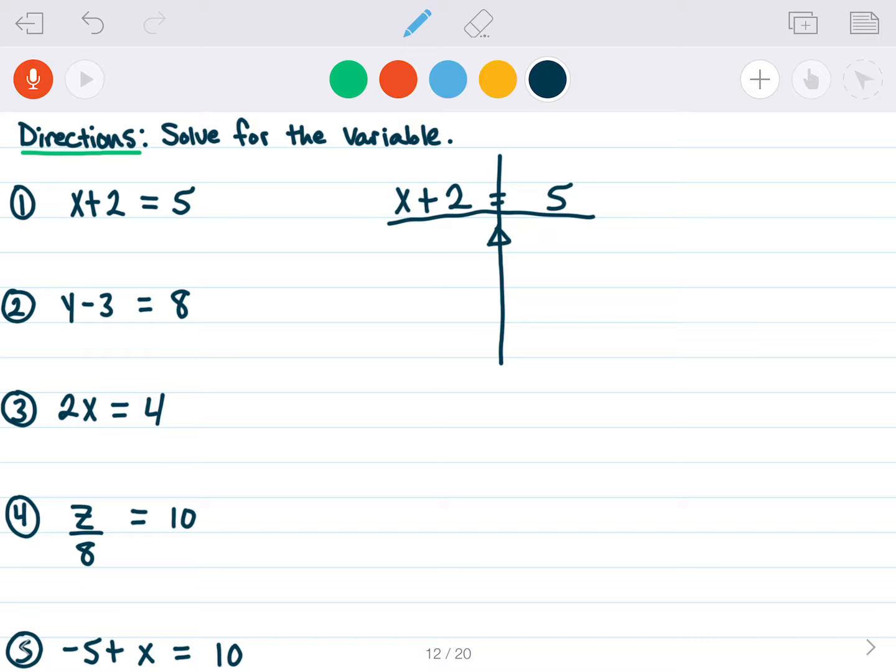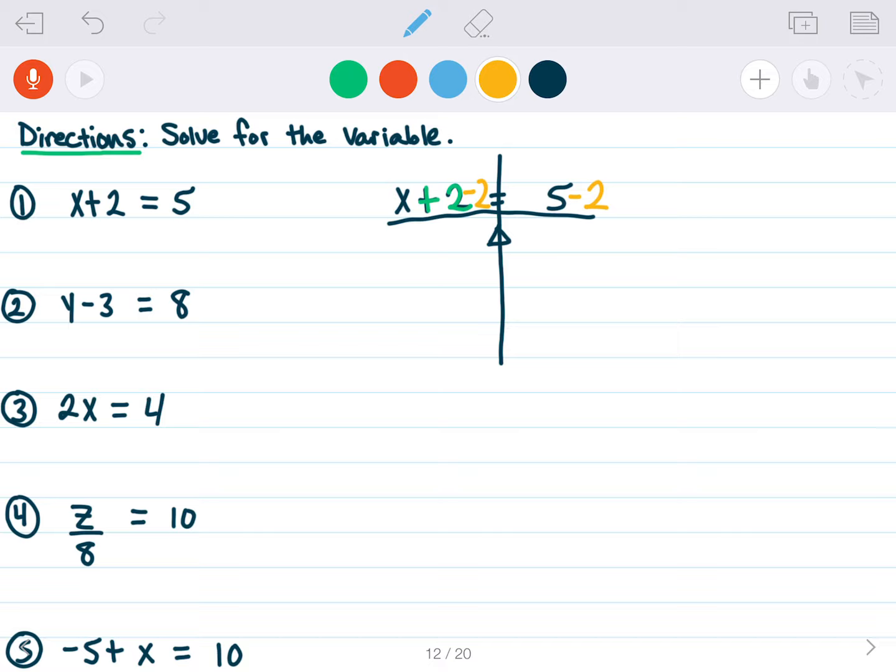Now, what you do is you want to get x by itself on the left, and so you need to do the inverse operation that's happening to x. What is happening to x is addition by 2. What is the opposite of addition by 2? That's subtraction by 2. So I'm going to go ahead and take 2 away from both sides. I better do it to both sides, right?